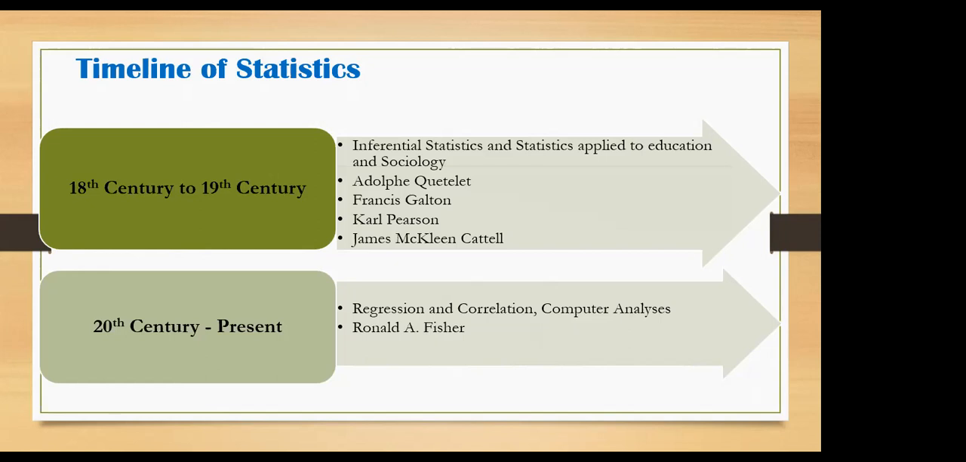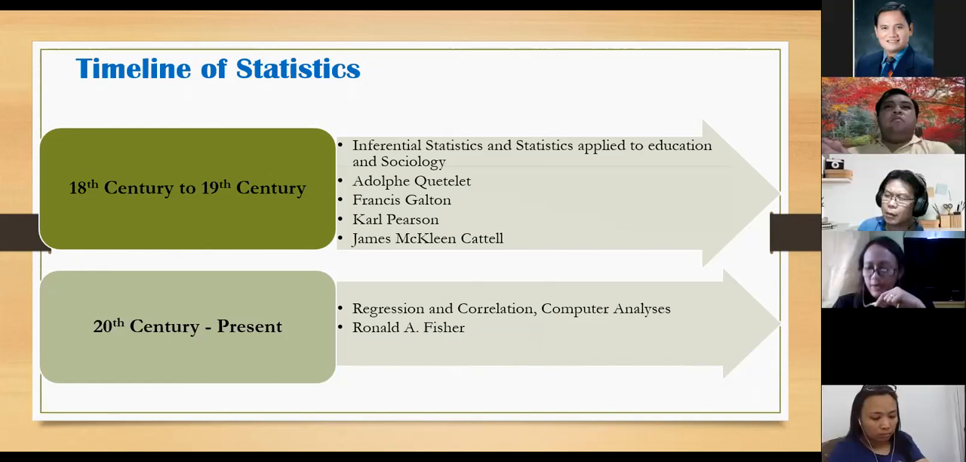Until the last quarter of the 19th century, the term statistics was used to express not only quantitative information, but also collected facts to explain the condition and prospect of society. And then in the 20th century up to the present, statistics widened day by day. So we have there regression and correlation, and also the application of computer analysis. It is now a fully developed science.